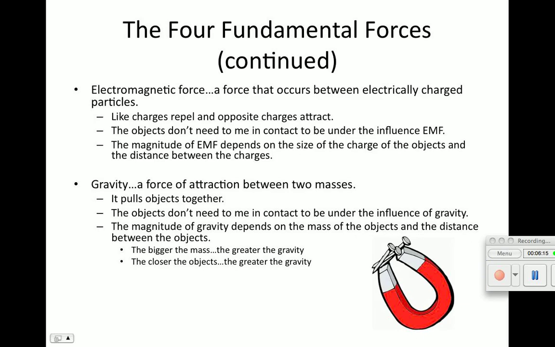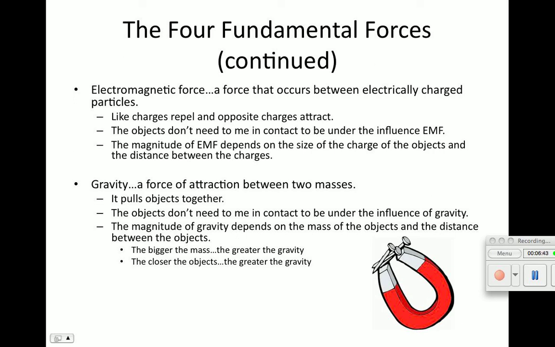The other 2 fundamental forces: we talked about electromagnetic force when we looked at ionic bonding. It's a force that occurs between electrically charged particles. We said like repels like, so 2 protons repel each other, and opposites attract. So a proton and an electron are attracted to each other. That's what's holding the nucleus to the electrons in the atom. So objects don't need to be in contact to feel the electromagnetic force.